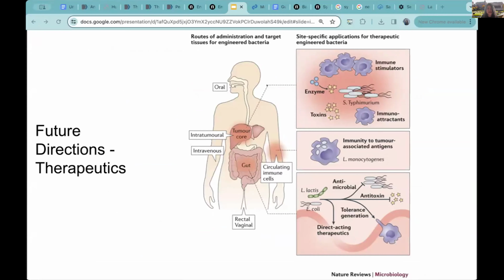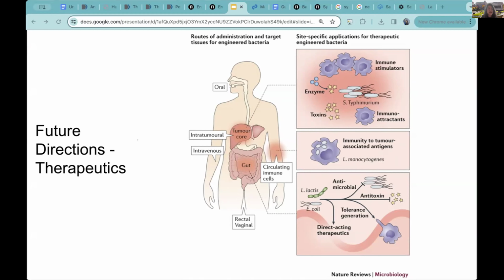Yeah, and then last but not least, I'll briefly go over some of the future directions, or how we have been applying this. And I think Chloe will talk more about it when she covers industry, but basically there's a range of routes to target different areas of the body when you feed these bacteria into the body, including the gut, circulating immune cells, and solid tumors.